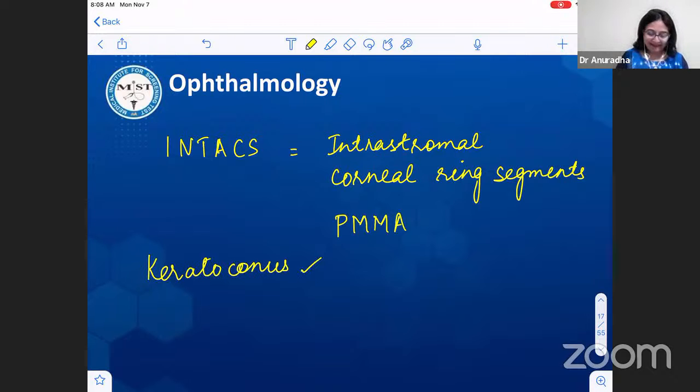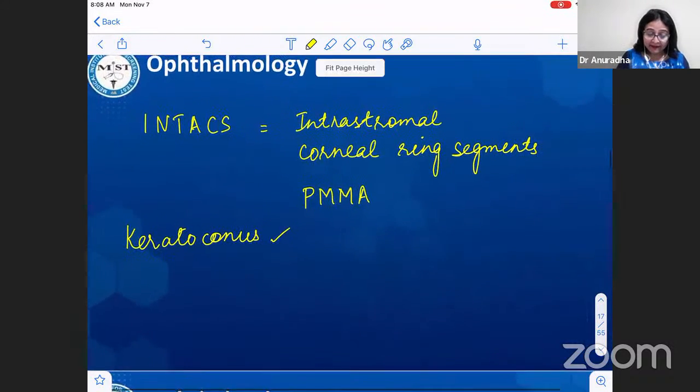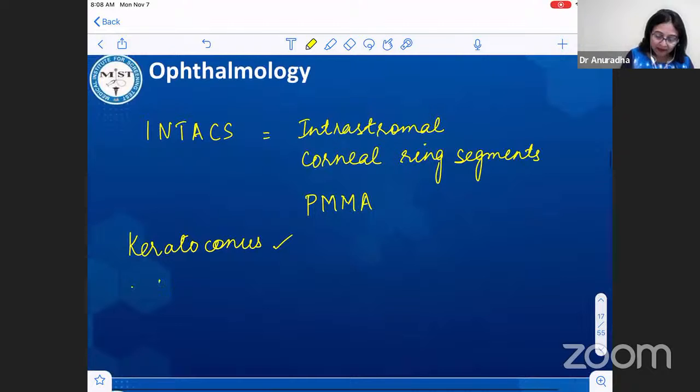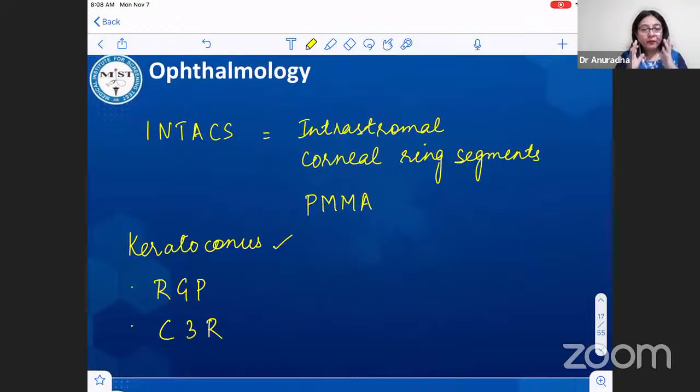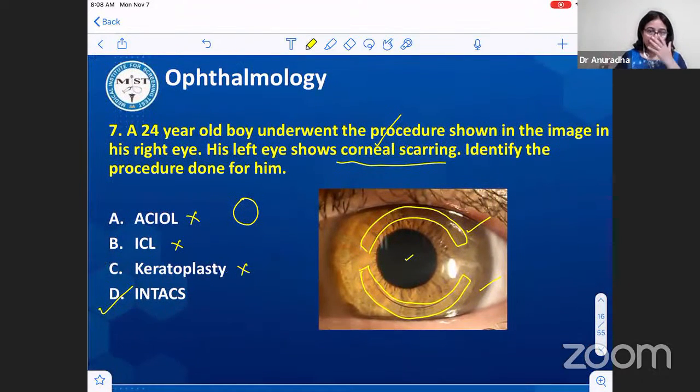After Intacs, you should also know what the other options available for keratoconus are. You do rigid gas permeable contact lenses when the stage is early. You can do C3R or collagen cross linking for progressive keratoconus. Intacs when the cornea is already thin, and keratoplasty when there is scarring, as in the other eye of this patient. When there is scarring or the keratoconus is very advanced, then you go for keratoplasty.